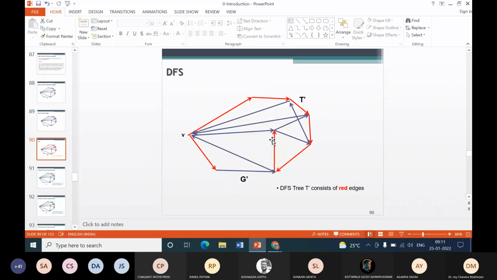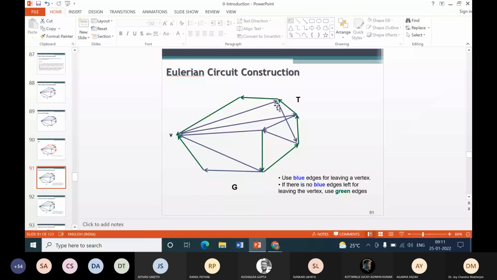Now we again reverse all the edges to get back the original graph. The only thing we need to keep in mind is that these red edges need to be remembered in the data structure. So these red edges are converted to green edges. Basically this is my original graph; these are the green edges and the others are the blue edges.